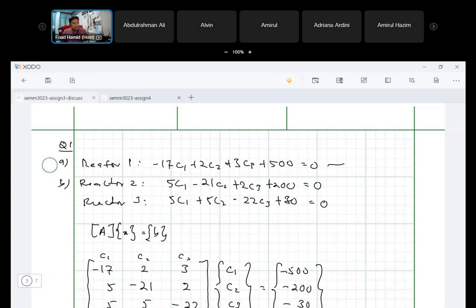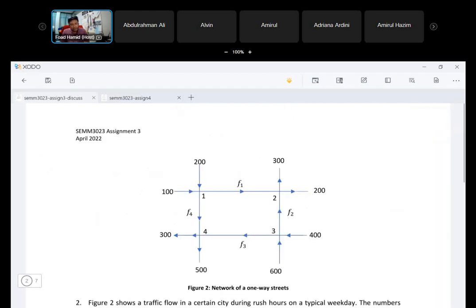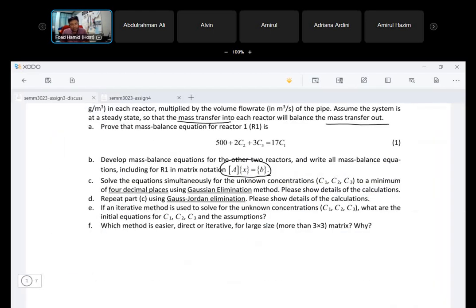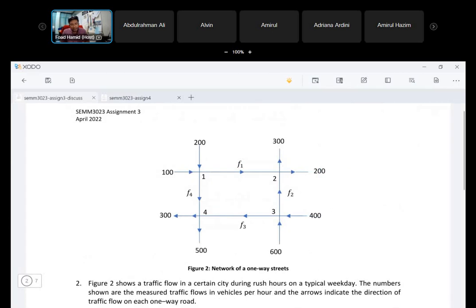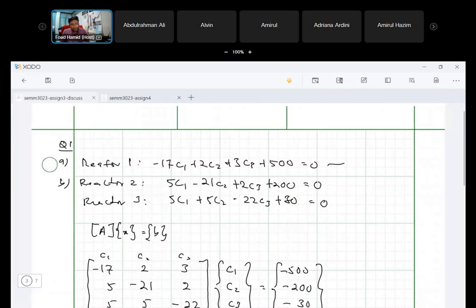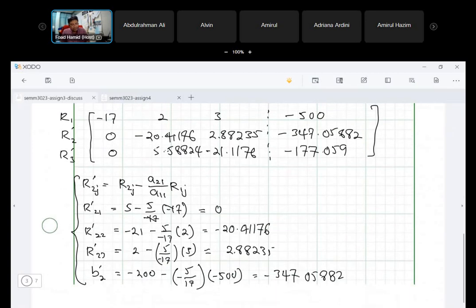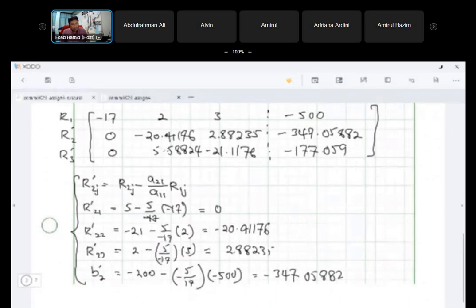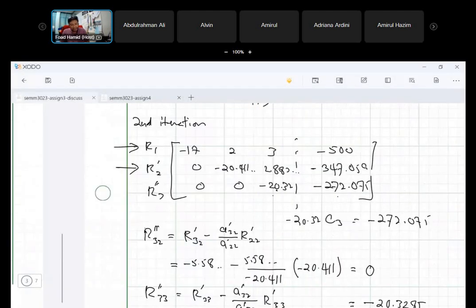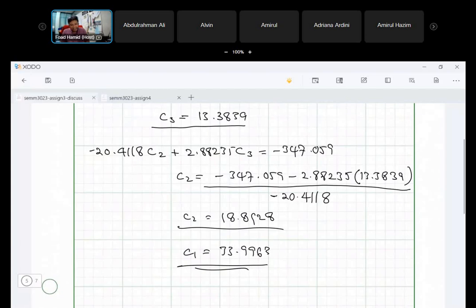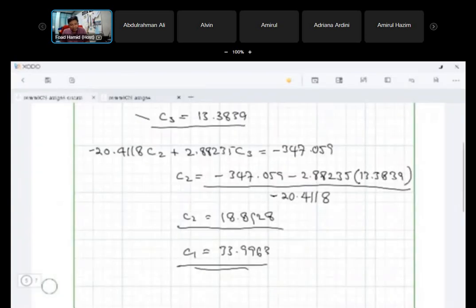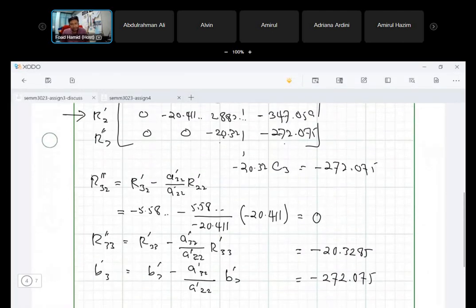Okay, so this is question number 1, which is straightforward. What I'm worried about is that students might not show the steps, because most of the marks will go to the steps. The marks will not be at this point, or this point. It's the steps that count most, the understanding of the steps.